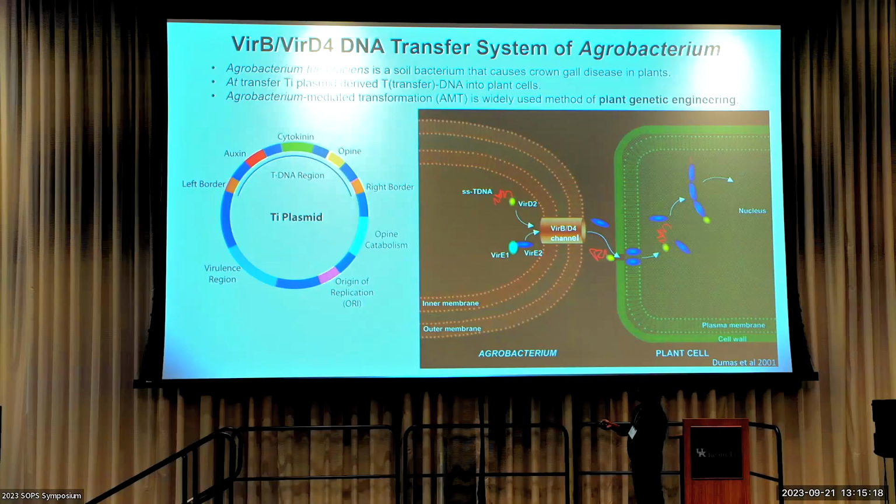Then the DNA processing proteins of this Ti plasmid, particularly the VirD2 protein, excise the T-DNA region from this plasmid at the left and right border, and then that whole nucleoprotein complex is recruited to the secretion channel, which is then subsequently translocated into the plant cell. It then goes to the plant cell nucleus, where the DNA from the Ti plasmid can get integrated into the plant cell chromosome by illegitimate recombination.